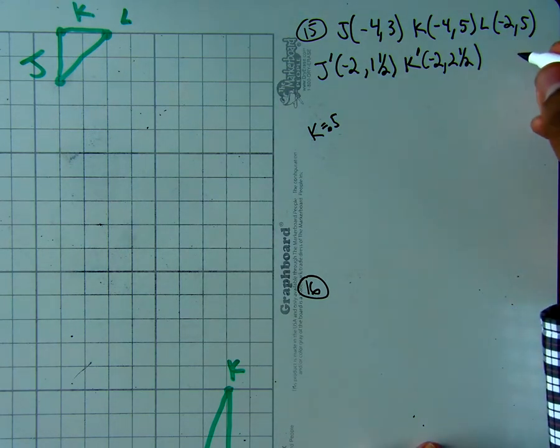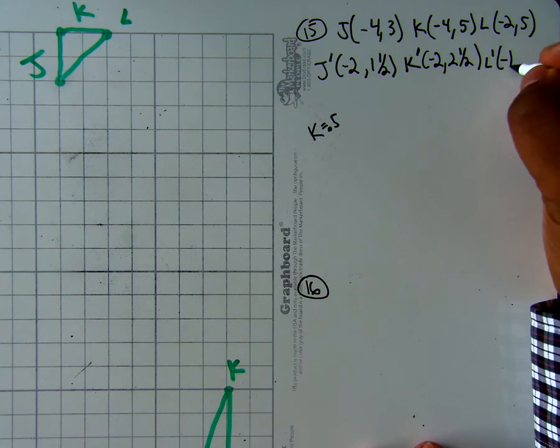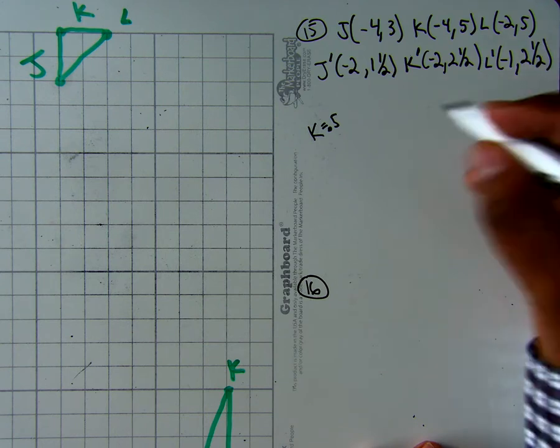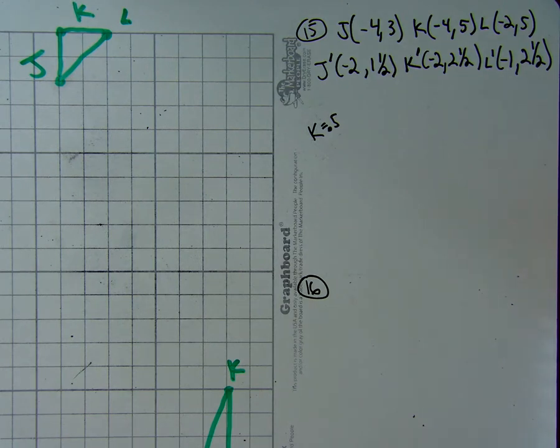And then finally we have L, and the image for it is going to be -1 and a positive 2.5. And the reason I want to use the fractions here is because it makes it easier when I get to counting these blocks. You know, instead of saying 0.5 blocks, you just go up 1/2 a block.